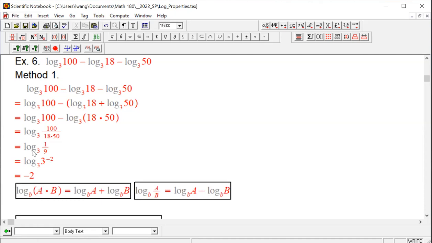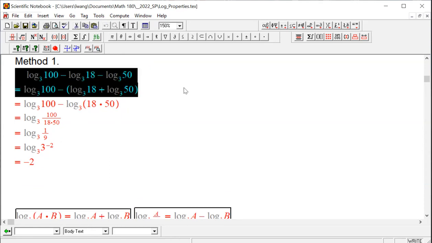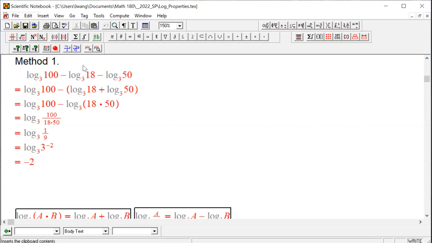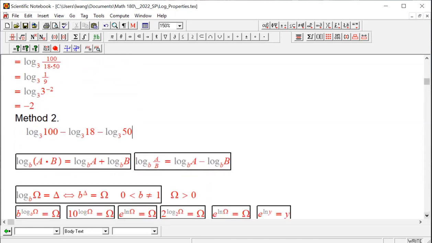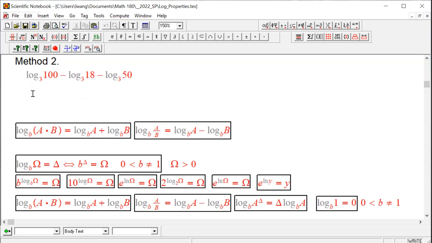Okay, of course, this is one way to do it. Another way you could do it. Okay, let's look at method 2. Method 2, you would just do it straightforward. Just do not do anything special. Just do it in the order it was given.